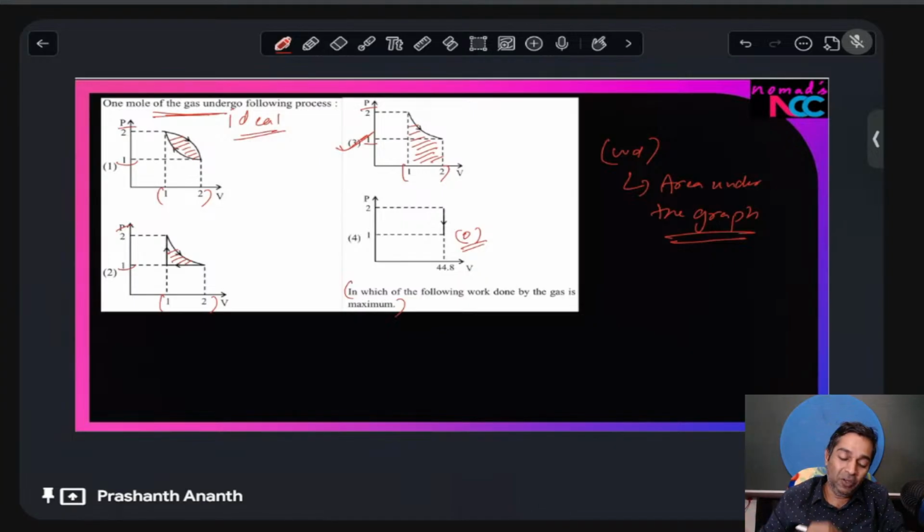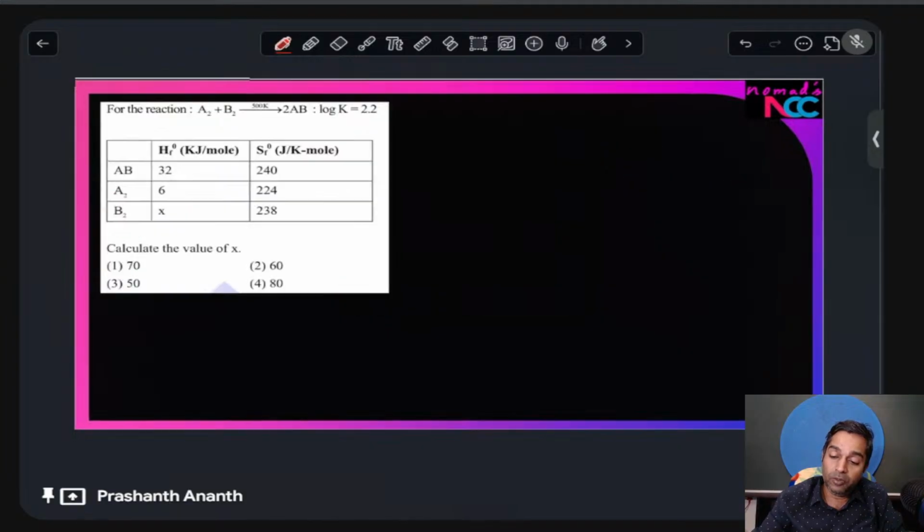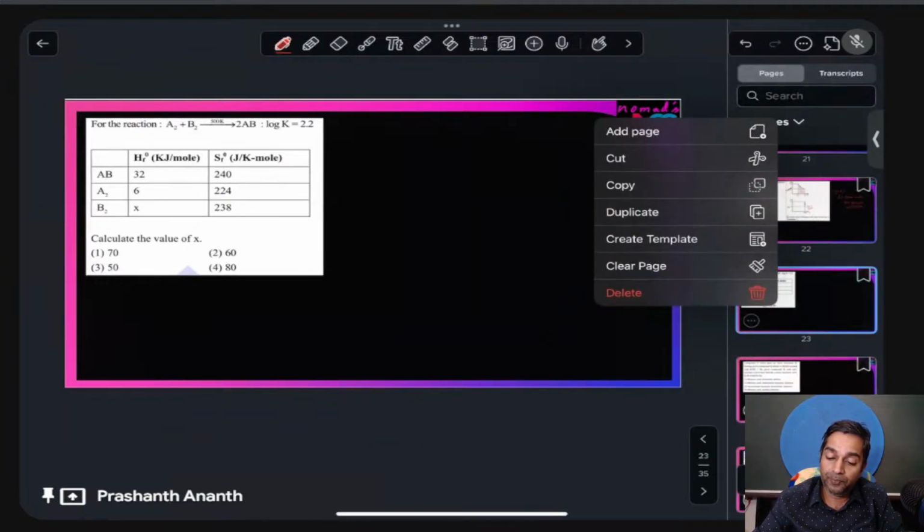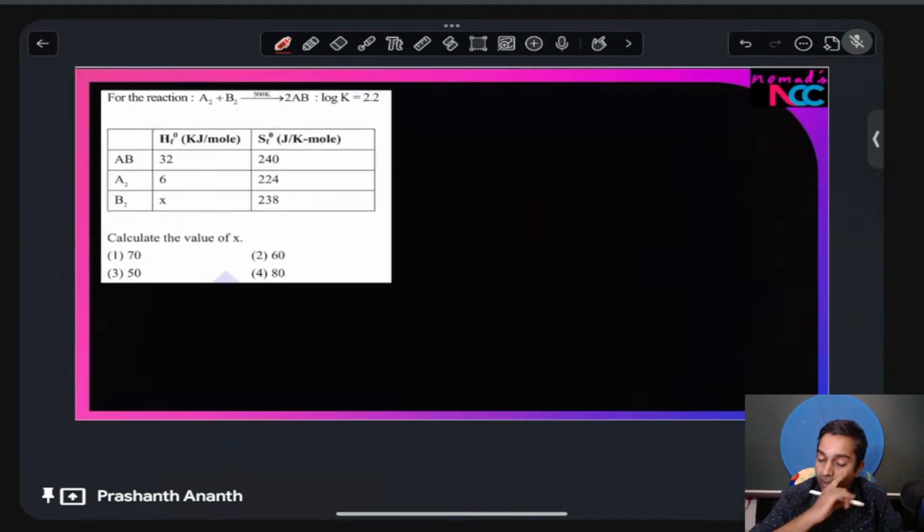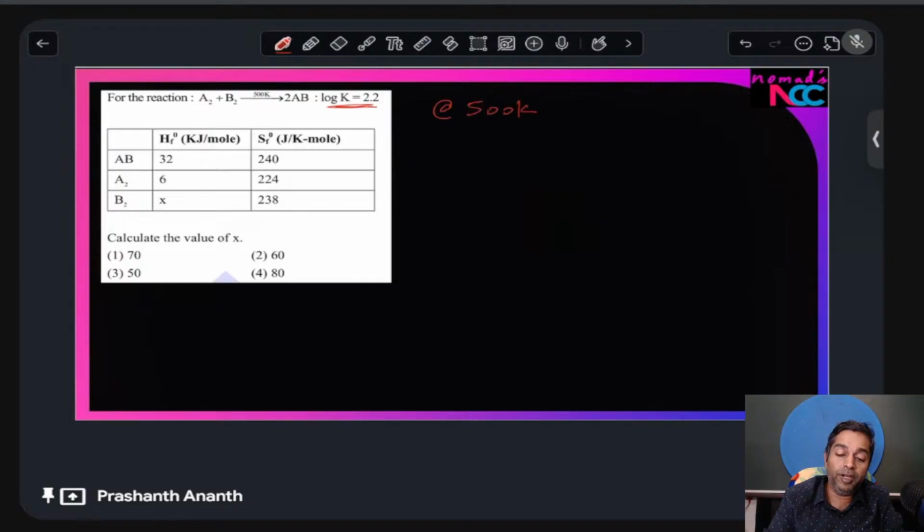Okay. Next one, for the reaction A2 plus B2, okay, this looks like a complicated one, so I suppose I will require another page here for sure. Okay, alright. So the reaction A2 plus B2 gives me 2AB. They are giving me some equilibrium constant at 500 Kelvin. So 500 Kelvin is a critical point to pay attention to. It's done at 500 Kelvin.